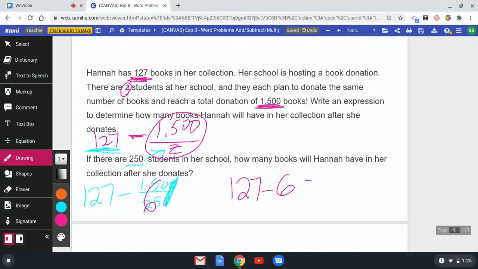So how many books will she have after she donates? How many books would she have? She would have 121 books. I know that one was a little tricky. If you got it right on your own, give yourself a brain kiss. Remember, kiss your fingers and then touch your forehead and say, 1, 2, 3.